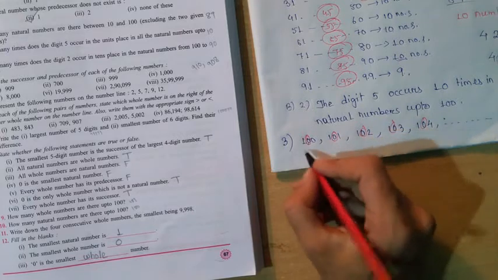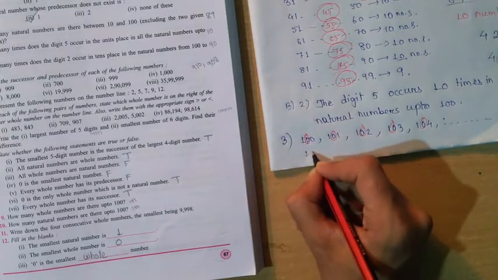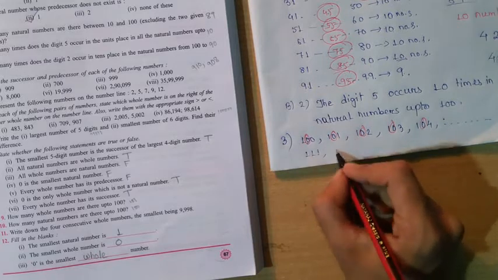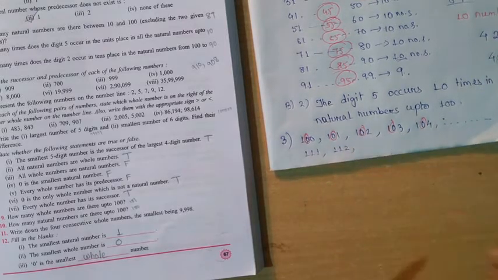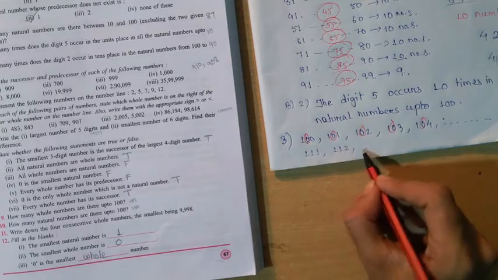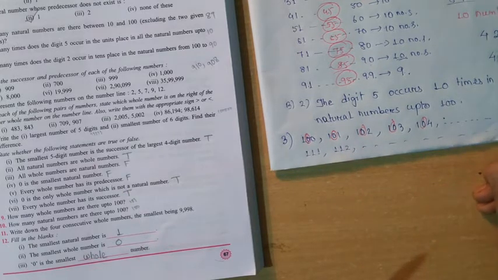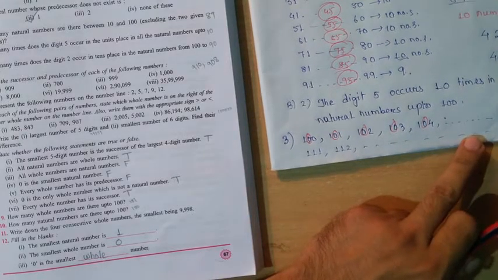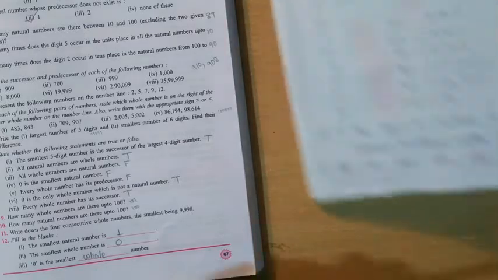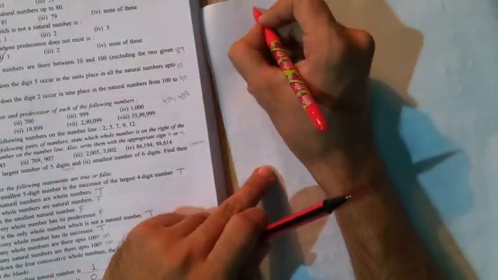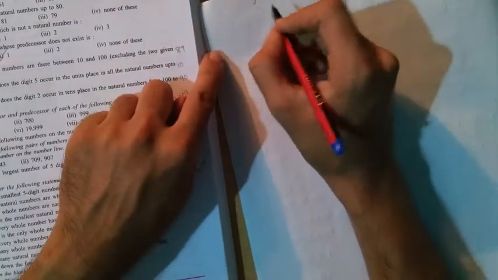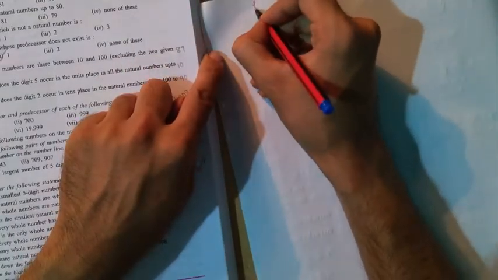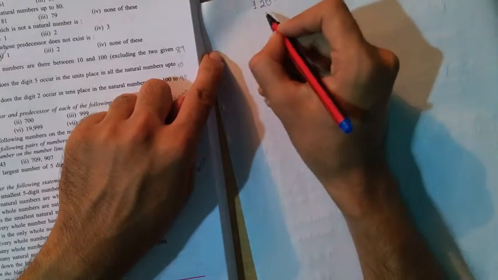Okay, next we will start from 111, 112. We go this way. We will not get 2 in the tens place up to 120. So here we get 2 in the tens place. All right. The first number we got is 120.